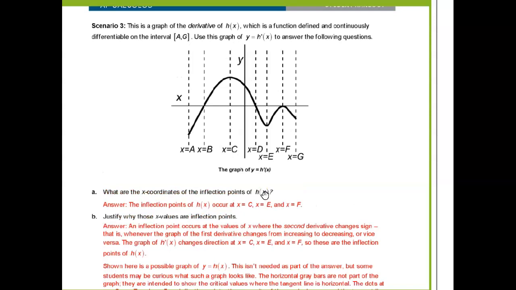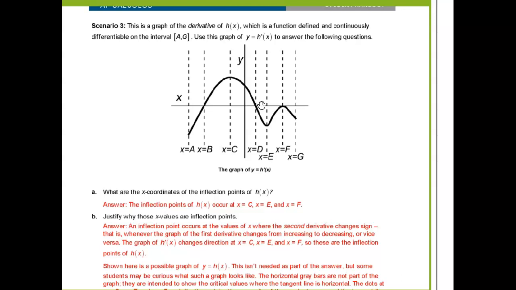Okay, scenario 3. This is definitely something I have seen on AP exam after AP exam. They love to give you a graph of a derivative. By giving you a graph of a derivative, they are giving you this idea of, can you interpret what that graph means? And can you take that graph forward as well as backwards? So something like number 3 is almost guaranteed to be on your AP exam.